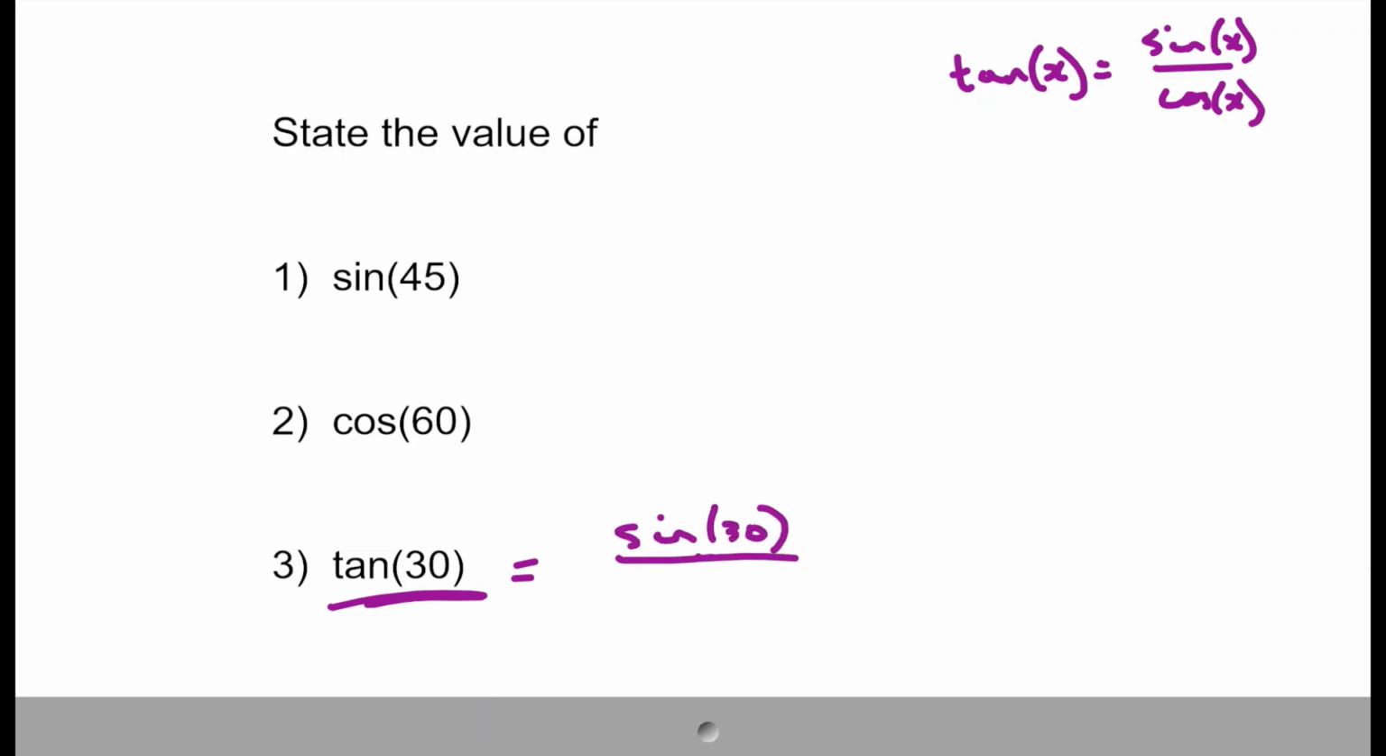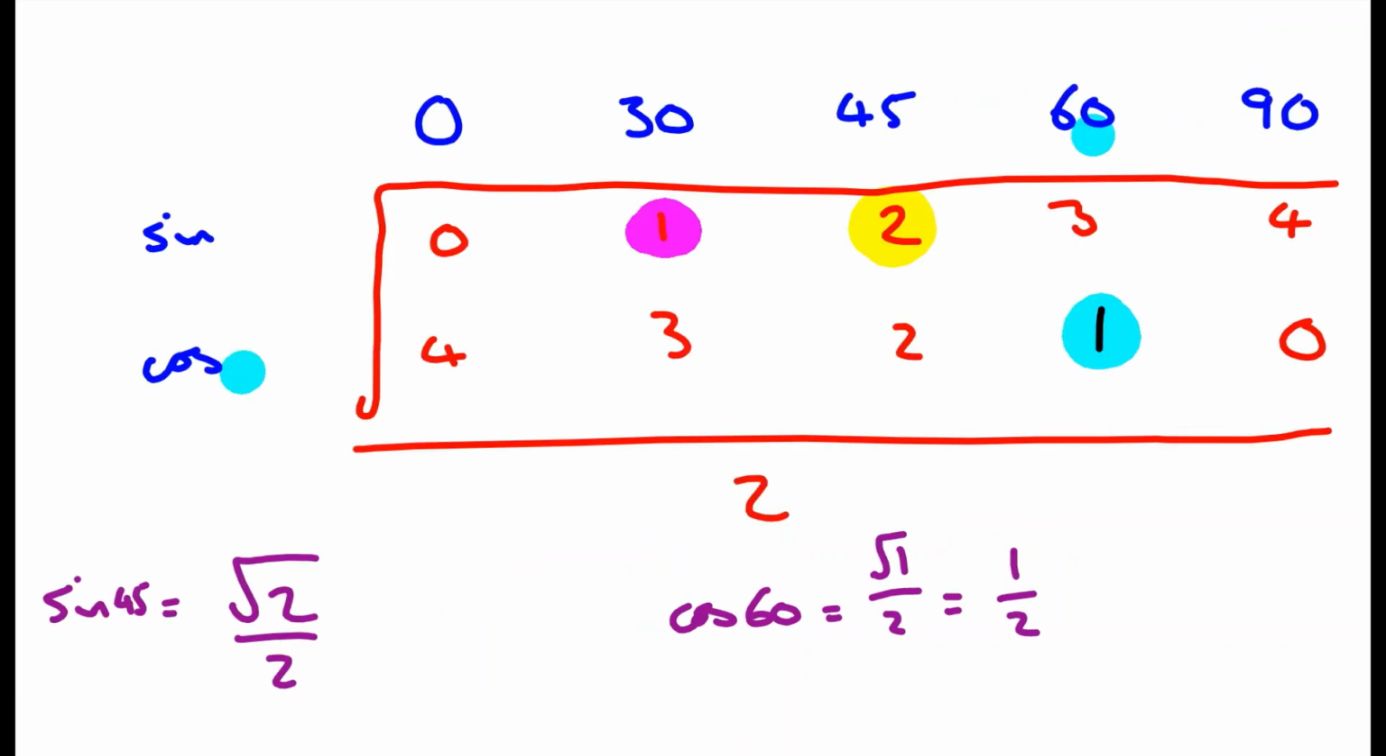So we have got square root of 1 over 2, which is just a half, and then we're going to divide it by cos 30. So that would be the square root of 3 over 2.